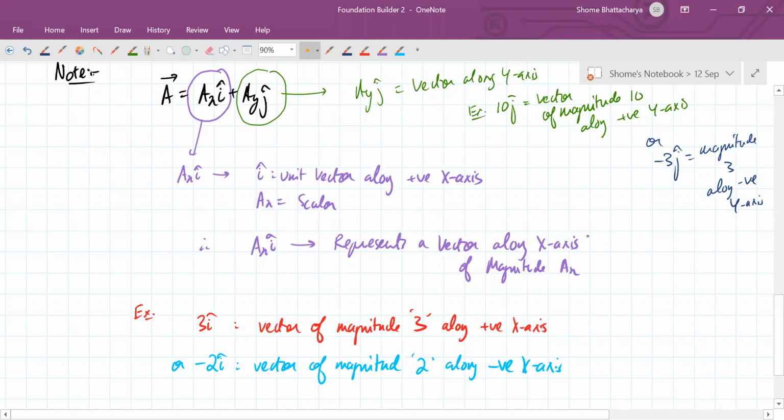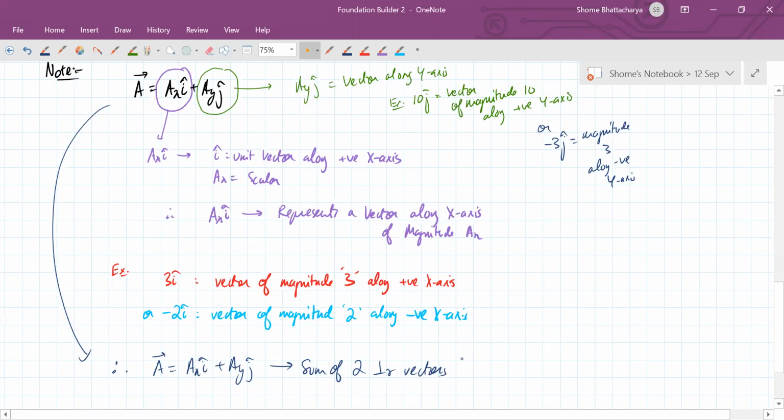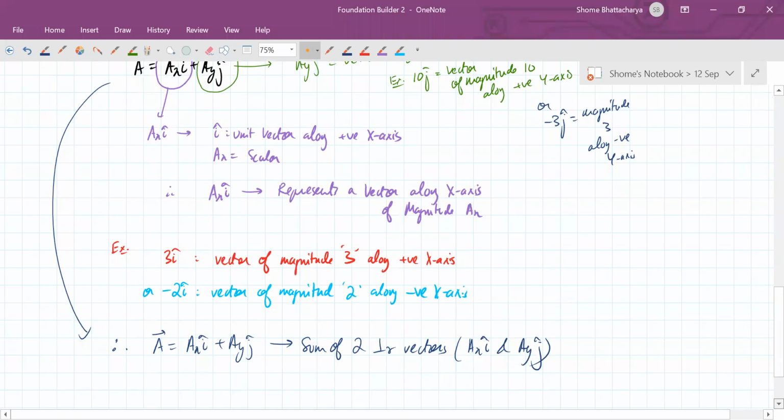Okay. So now what does the vector A represent? Okay. So further we can see that therefore the vector A, which is Ax I cap plus Ay j cap, okay, it is the sum of two perpendicular vectors, okay, Ax I cap and Ay j cap. So now how does that vector look in the xy plane? It looks like this.